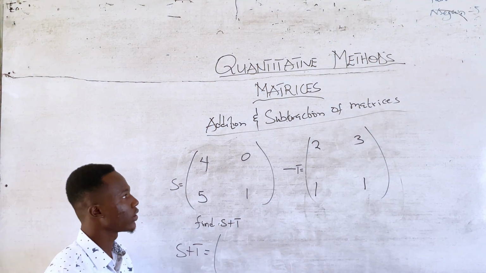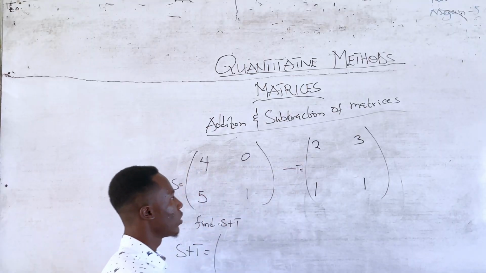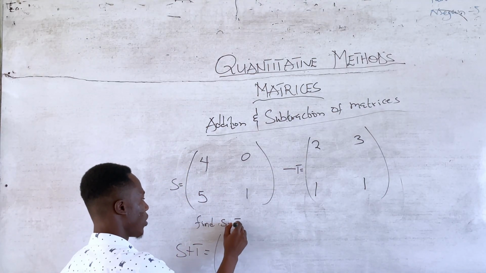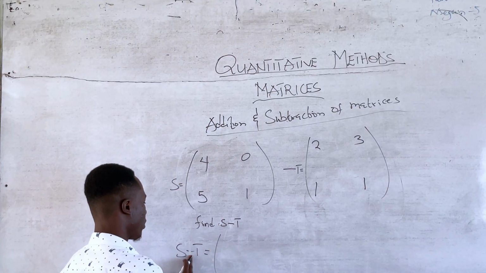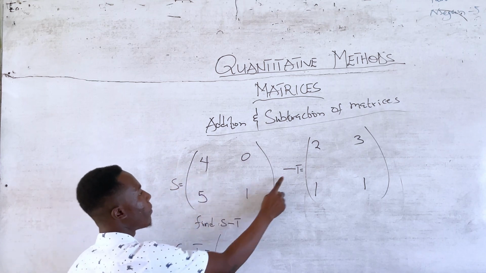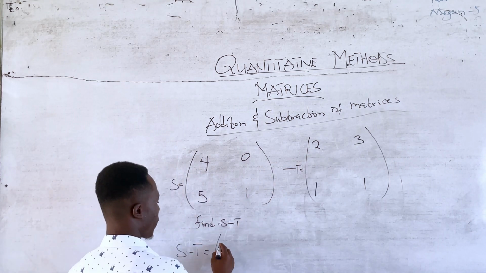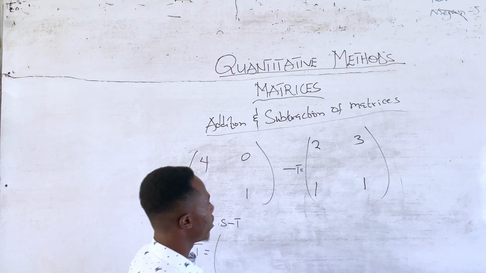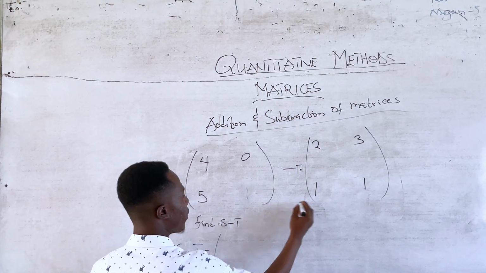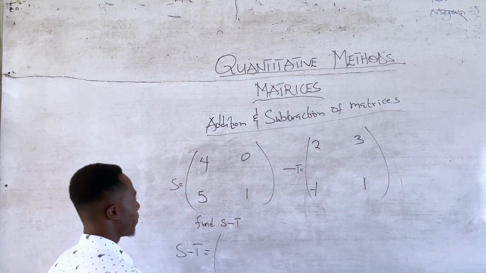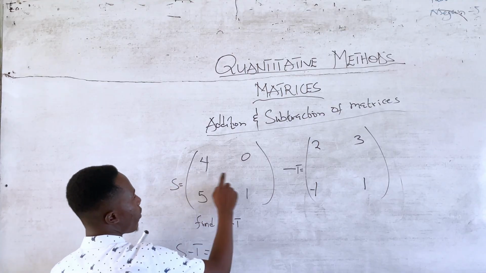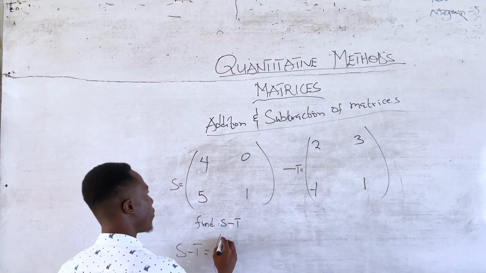So S plus T will be equal to corresponding entries as usual. 4 plus 2. Sorry, we are doing subtraction, so find S minus T rather than S plus T. Okay, this is the correct one. So 4 minus 2. Let me change one value here. This one is negative. So S minus T is equal to 4 minus 2, you have 2.